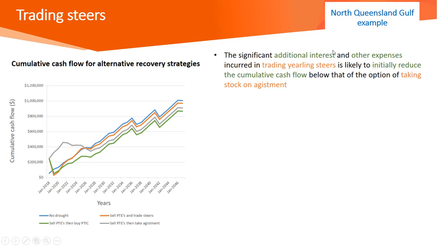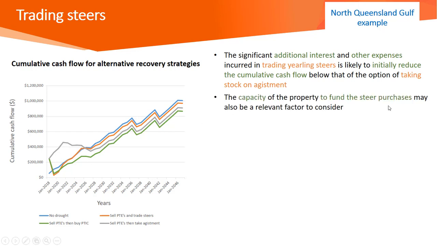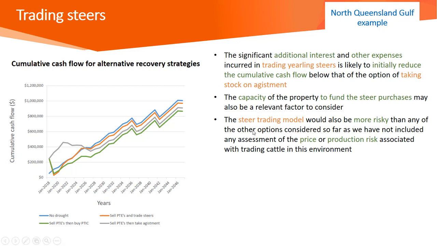So with this trading, there's this significant additional interest and other expenses incurred in trading cattle. It's likely to initially reduce the cumulative cash flow. So there you are, the bottom point there is the cumulative cash flow of trade steers, well below the other option of taking cattle on adjustment. Look, there's $400,000 in the bank difference there. The capacity of the property to fund the steer purchases may be a very relevant factor. The steer trading model is more risky. We pointed that out. There's a lot of price risk in there.